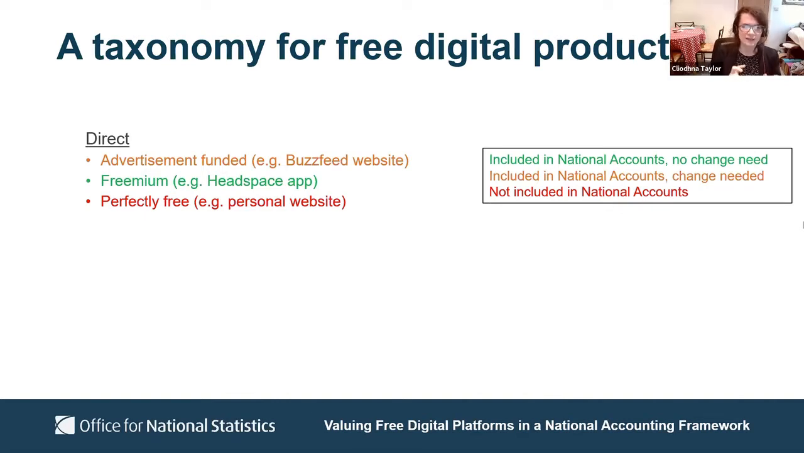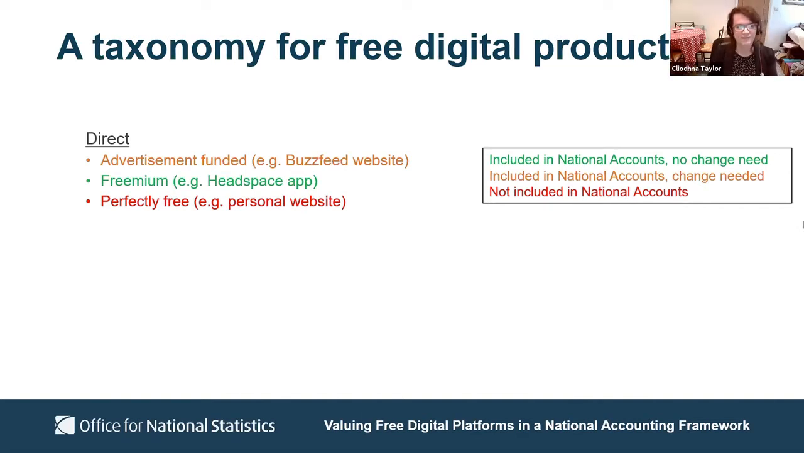So we can think about some really simple cases of a direct product where it's all contained in one product. So for example, we'll start off first by thinking about a perfectly free digital product. What I mean by that is something that doesn't have any direct finance or indirect financing to it. It's just produced, for example, by a household for free. So if I develop a personal website and I pay completely for the domain and I pay for the website so that it doesn't have adverts and I just use it as a personal blog, and I provide that perfectly free, there's no financing of it.